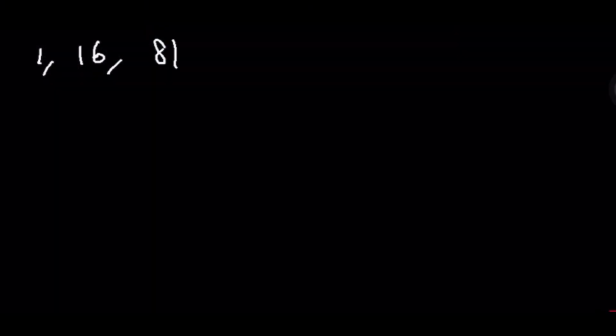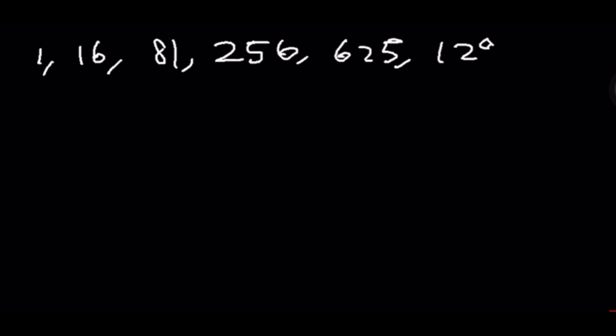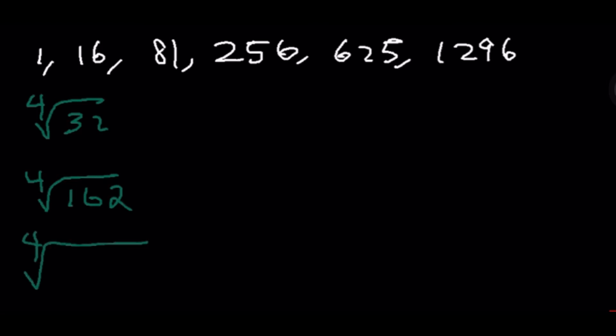3 to the 4th is 81. 4 to the 4th power is 256. 5 to the 4th power is 625. And 6 to the 4th power is 1296. So let's say we have these 3 problems: the 4th root of 32, the 4th root of 162, and the 4th root of 768. So feel free to pause the video and try these practice problems.